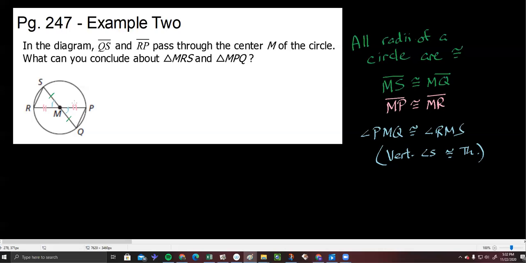So I have everything I need, so I can conclude at the end here that triangle MRS is definitely congruent to triangle MPQ. And once again, notice, with MRS, I'm going in this order. I'm going along the pink side to my unmarked side, and with MPQ, I'm going along the pink side to my unmarked side. So triangle MRS is congruent to triangle MPQ by the side angle side congruence theorem. And that's my conclusion, and I'm all done.